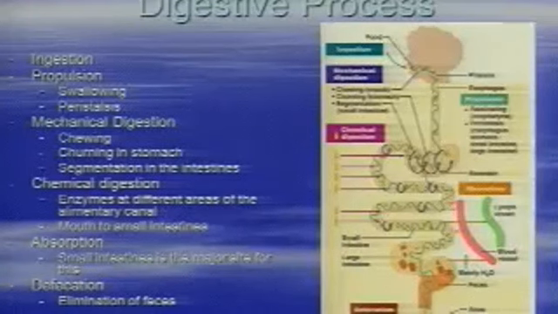Digestive process. Most of this is self-explanatory, so I'm going to kind of zip through it. Ingestion is obviously ingesting food. Propulsion is swallowing and also peristalsis. Swallowing is under voluntary control. The top part of the esophagus, and every time I name an organ that you don't know yet, I want you to pause the tape and look it up in your book.